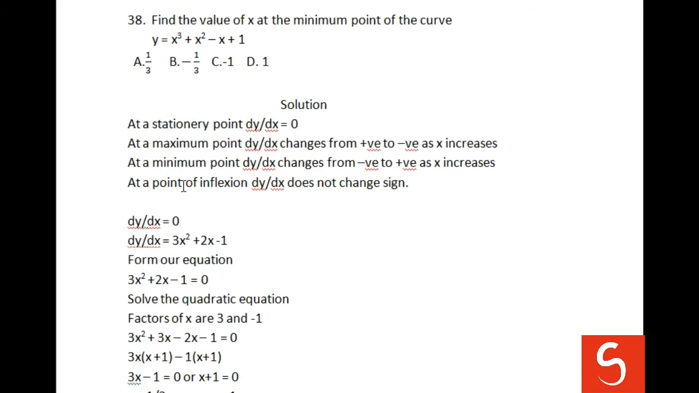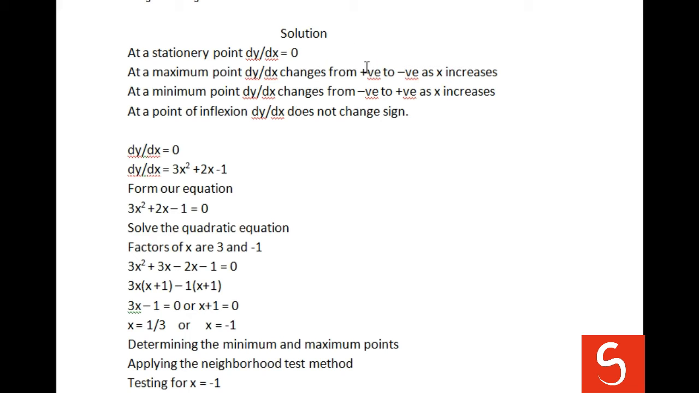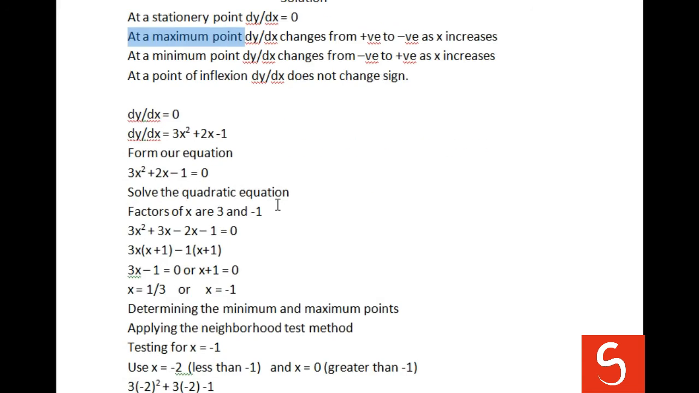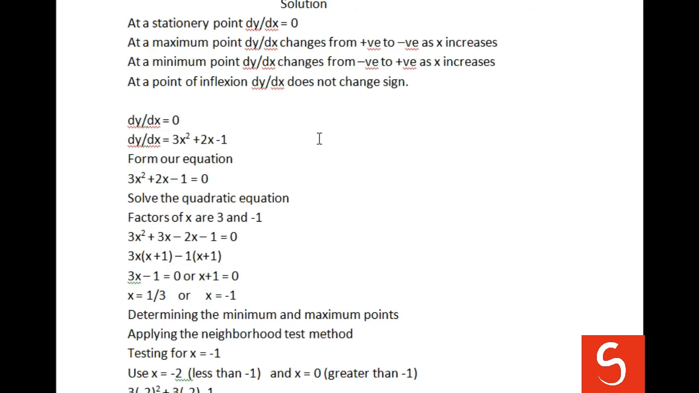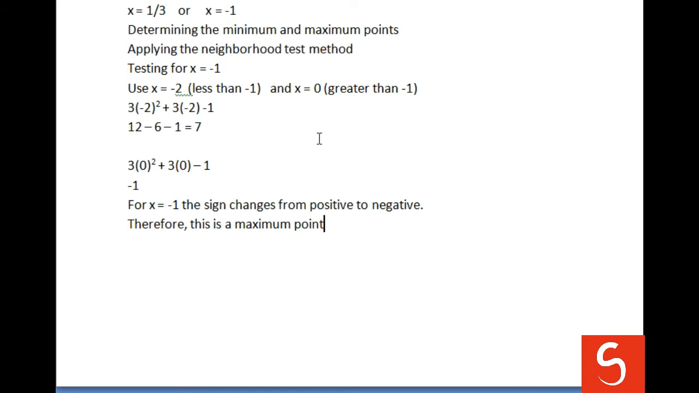Therefore, let's look at our conditions. When it changes from positive to negative, that means that is a maximum point. So for x equals -1, this is a maximum point. We don't even need someone to tell us that 1/3 is the solution, but let's confirm.